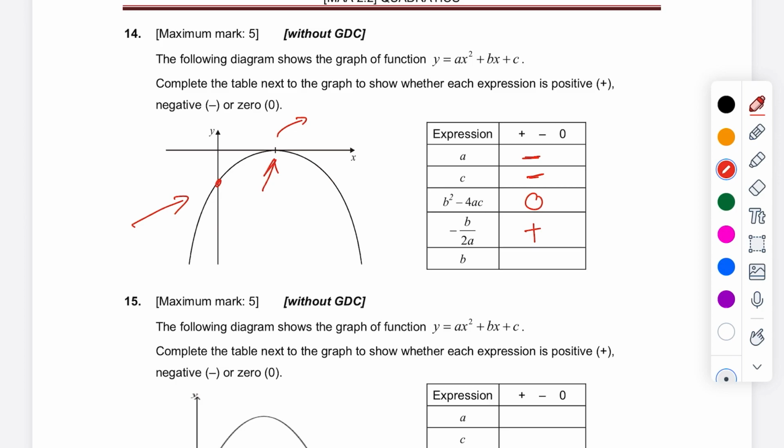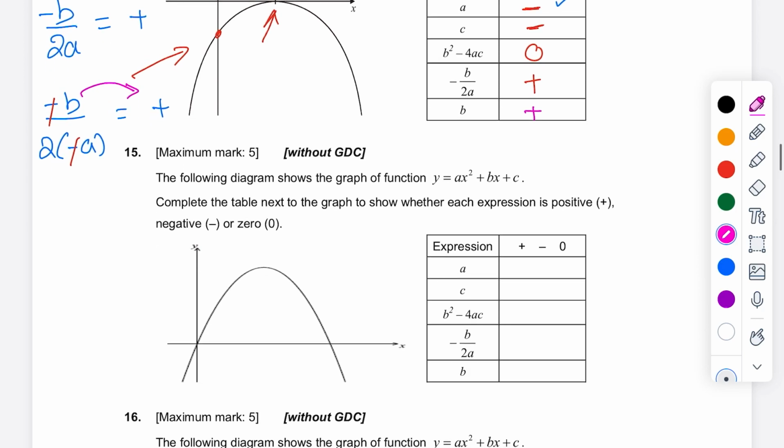Now what is the sign for b? We know that minus b upon 2a should be giving me a positive answer. Now we know that a is already negative, so minus b upon 2a should be giving me a positive answer. We know that negative negative cancels, so b upon 2a should be giving me a positive answer. This is only possible when b is positive. If b is negative, this answer would have been negative.